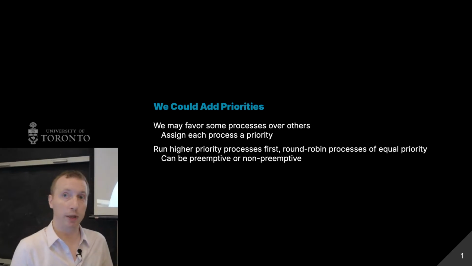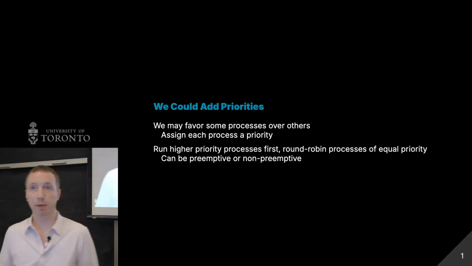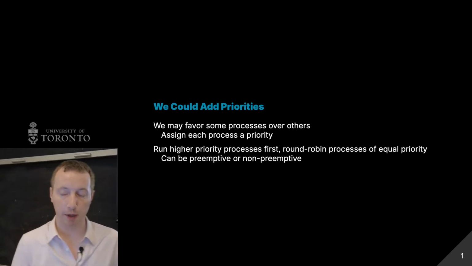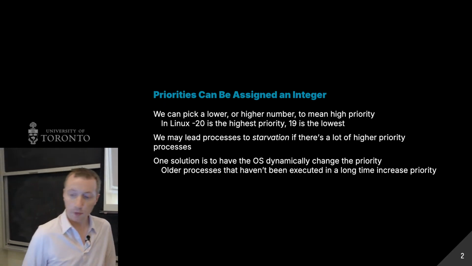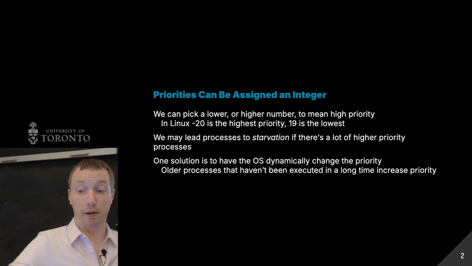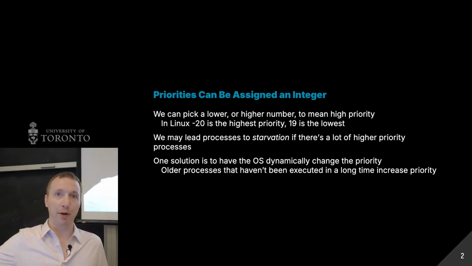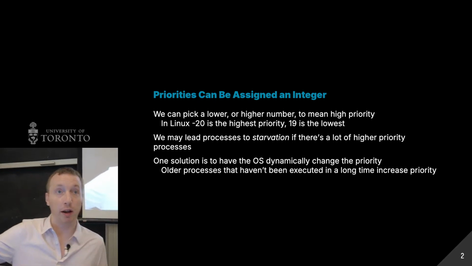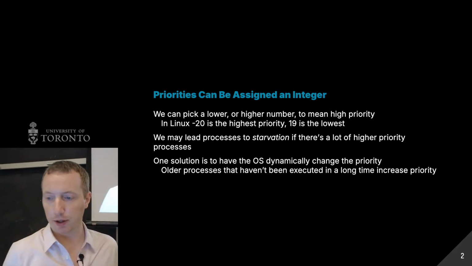We can just round robin processes of equal priority, and this can be done in a preemptive or non-preemptive way depending on what our goals are and what we want. To assign priorities, the easiest thing to do is just assign an integer. You can pick lower number means higher priority or higher number means higher priority. So it doesn't matter as long as you're consistent.